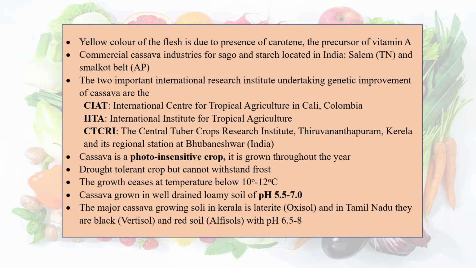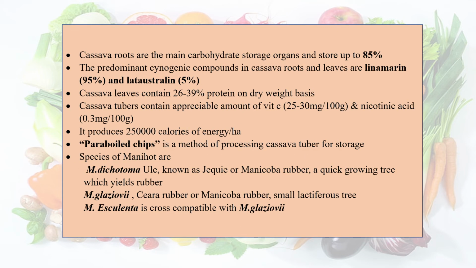The major cassava growing soil in Kerala is laterite, we call it oxisol, and in Tamil Nadu there are black vertisol and red soil alfisol with pH 6.5 to 8. Cassava roots are the main carbohydrate storage organs and store up to 85%. The predominant cyanogenic compounds in cassava roots and leaves are linamarin 95% and lotaustralin 5%.